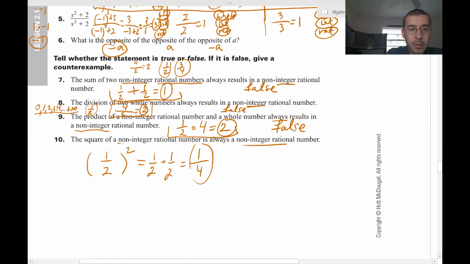So the main point is this has to be a non-integer. So this has to be a fraction where the numerator is smaller than the denominator. It has to be something like 1/4 or 3/5. So the numerator is always going to be smaller than the denominator, and when you're multiplying that number with itself, it's always going to be a fraction again, and it's always going to be a non-integer. So this is true. Okay, so this is, again, this is going to be 1/16.